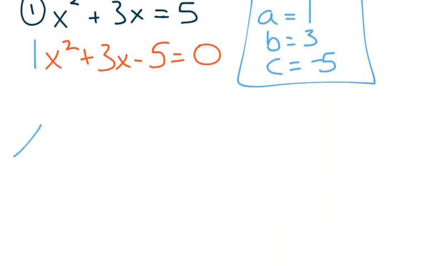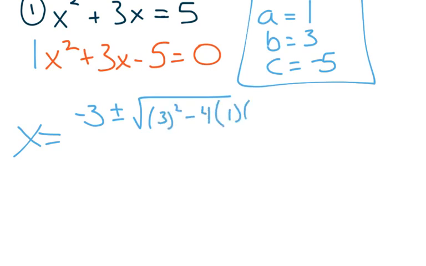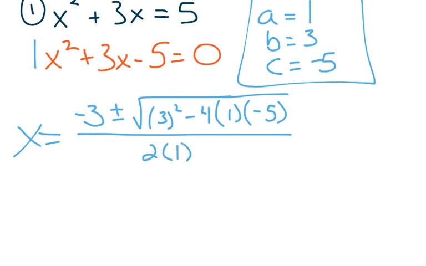Okay, so it's x equals, so we've got the opposite of b, so b is 3, so we're going to have negative 3 plus or minus the square root of b squared, so we're going to have 3 squared minus 4 times a, which is 1, times c, which is negative 5, and that whole thing gets divided by 2 times my a value. A again is 1.